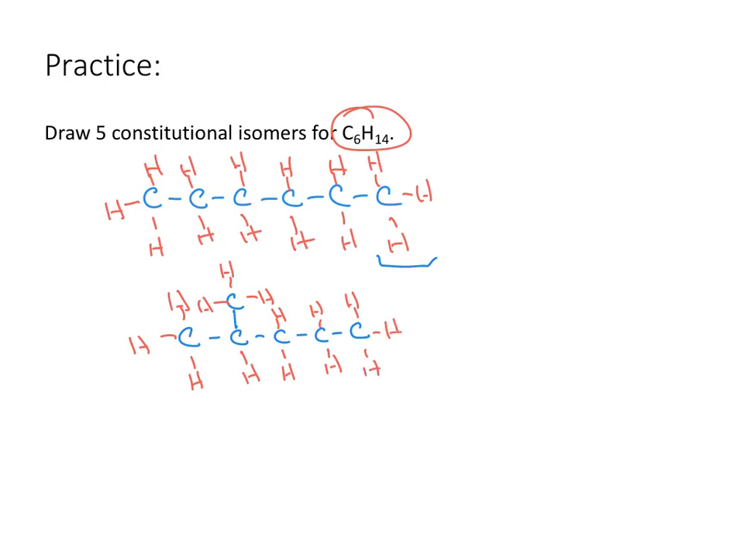So here I have 1, 2, 3, 4, 5, 6 carbons, but this isn't connected the same as the first one. Notice that with the first one, I just have primary and secondary carbons, but here I have a tertiary carbon. So that's definitely different. So I'm going to do the same thing again, and I'm going to try putting that CH3 group on the center carbon. So right here. Now I put in all of my hydrogens.